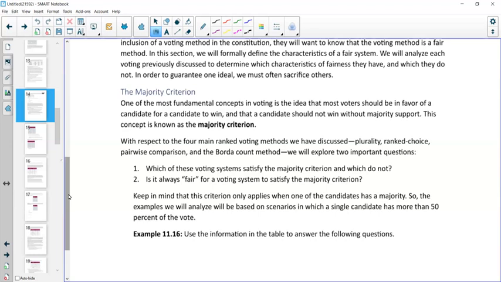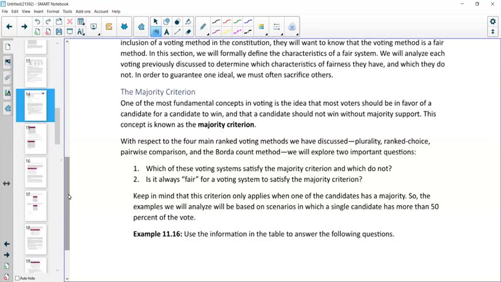One of the most fundamental concepts in voting is the idea that most voters should be in favor of a candidate to win, and that a candidate should not win without majority support. This concept is known as the majority criterion. With respect to the four main ranked voting methods we have discussed, plurality, ranked choice, pairwise comparison, and Borda count method, we will explore two important questions. Which of these voting systems satisfy the majority criterion and which do not? Is it always fair for a voting system to satisfy the majority criterion?